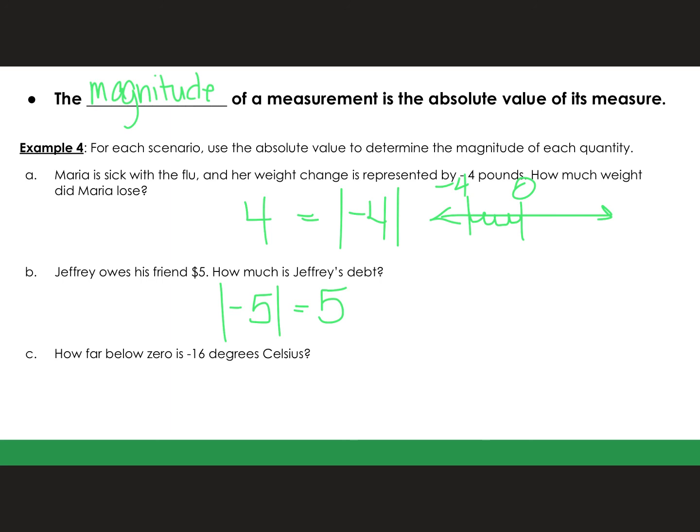How far below 0 is -16 degrees Celsius? So that would be the absolute value of -16. The distance from -16 to 0 is 16. And those are the absolute values.